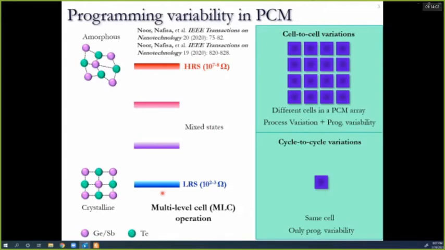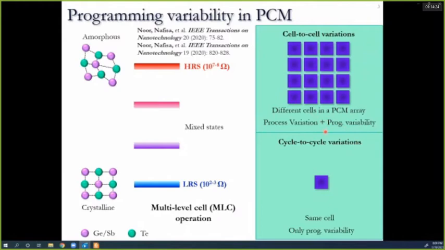So there are variations in the location of this popping up of the crystalline islands, and there are also variations in their growth. Hence, both amorphization and crystalline programming have inherent physical variation, which we are terming here as the programming variability, an added term to the process variation.